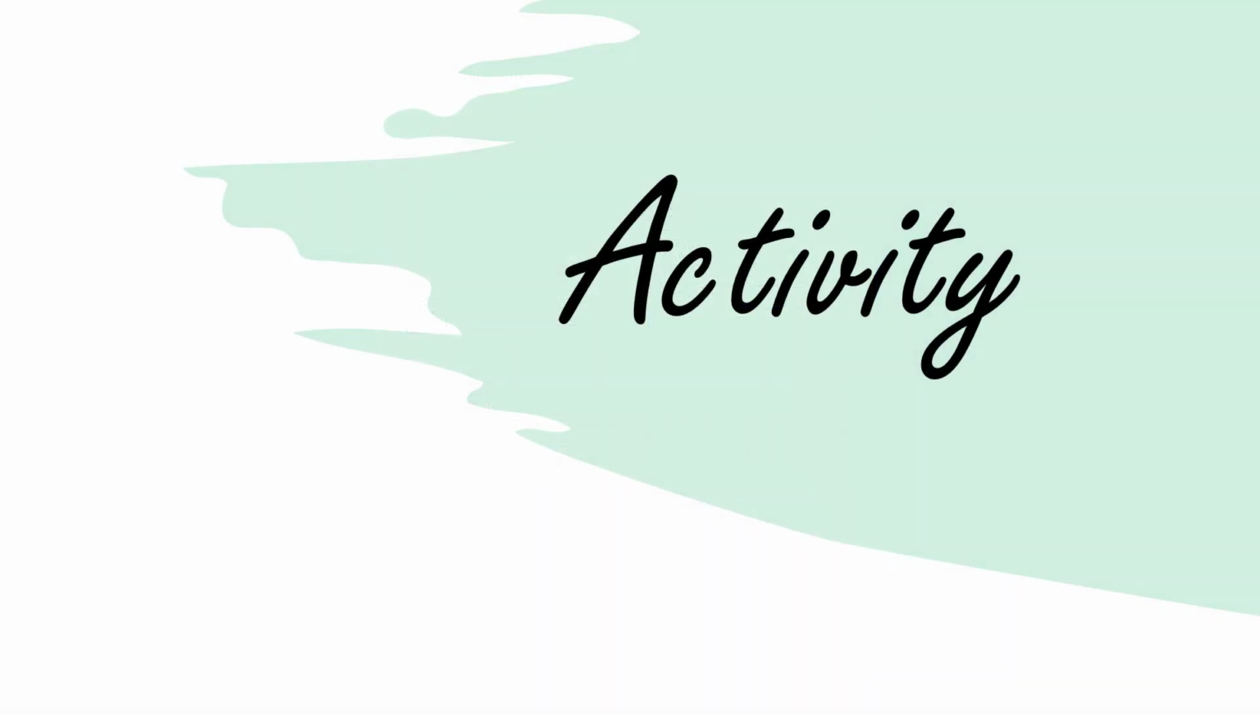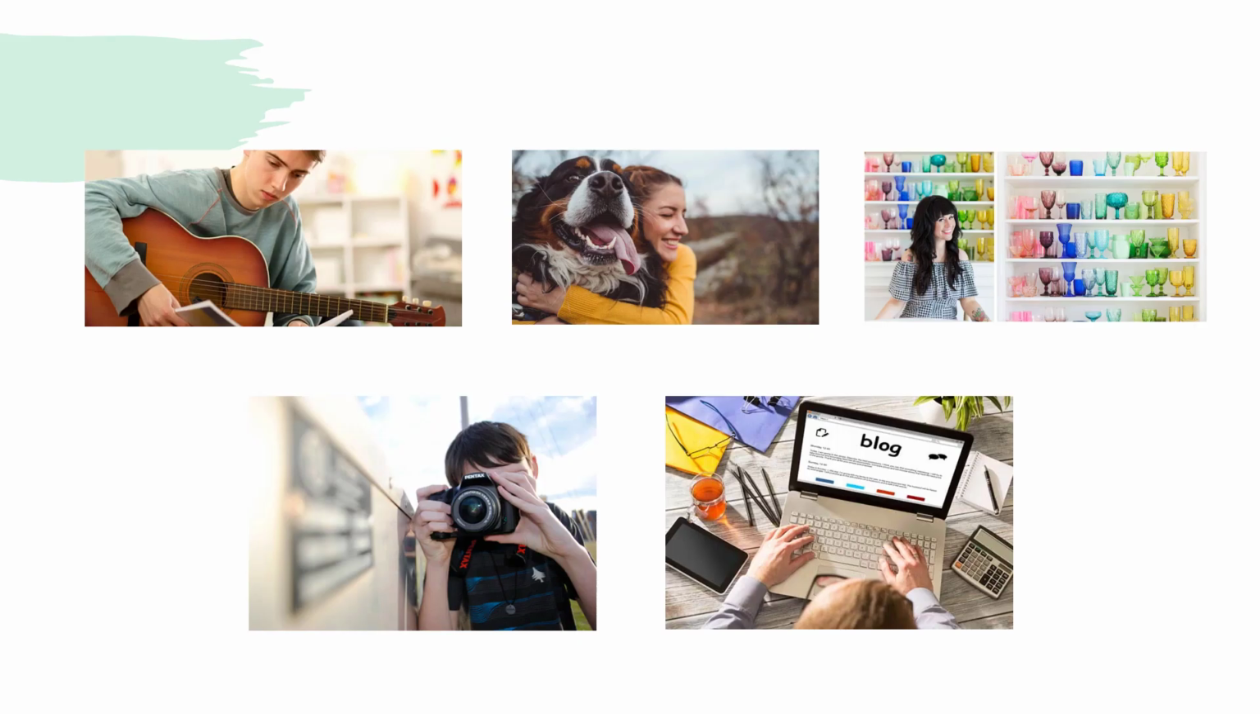Let's do an activity now. Now that you know the name of some hobbies, I need that you tell me what kind of hobbies you see in these pictures, okay? Number 1. What is the name of this hobby? To play an instrument. Very good.